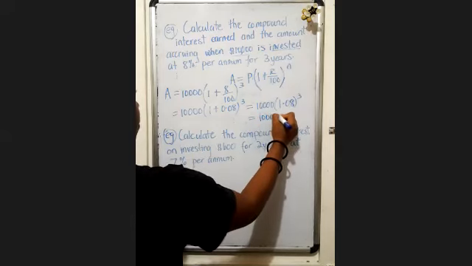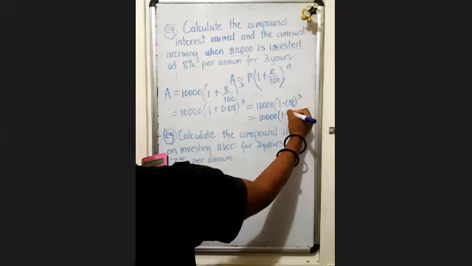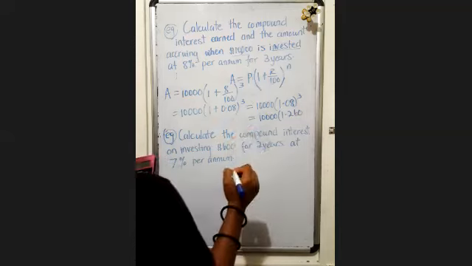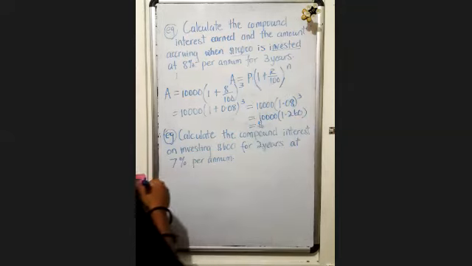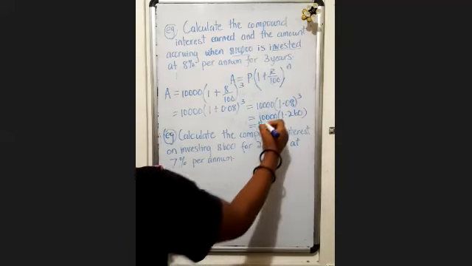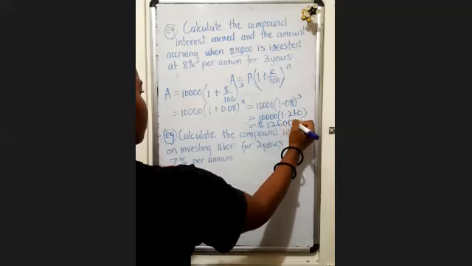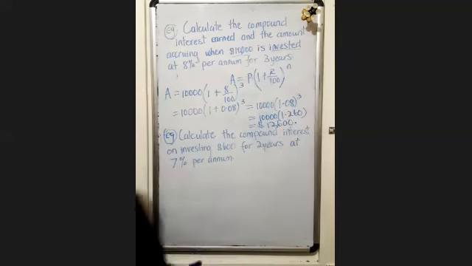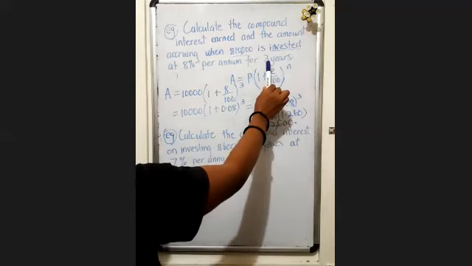10,000 multiplied by 1.2600, because we're rounding it. And when we multiply this out, which is 12,600. So this is our amount after the period of 3 years.